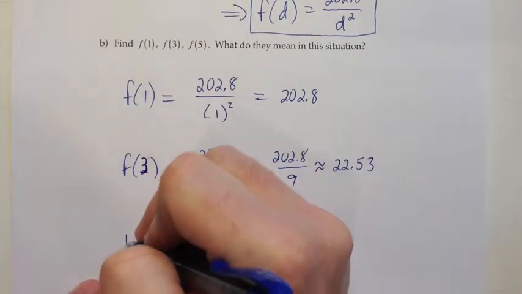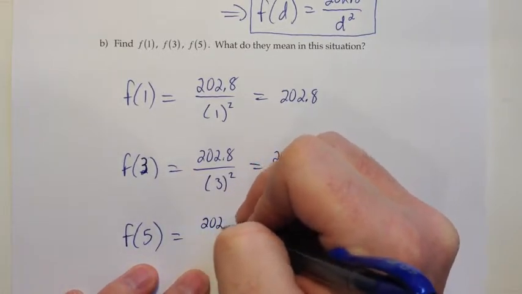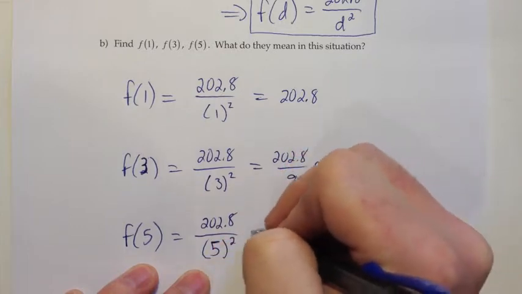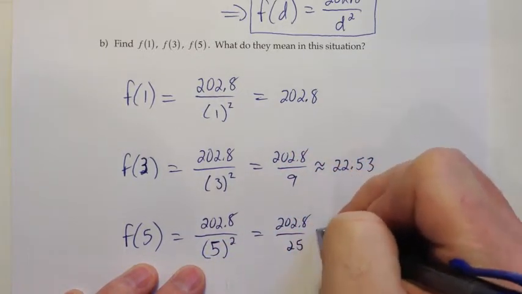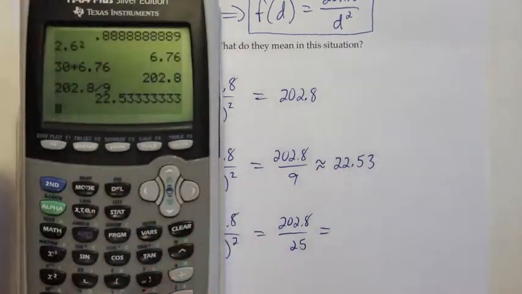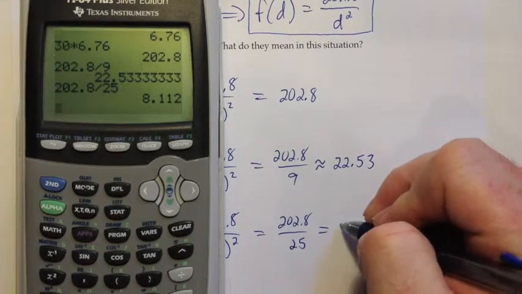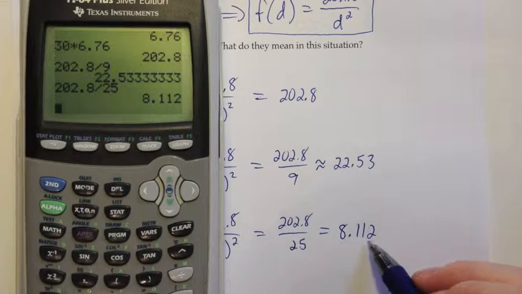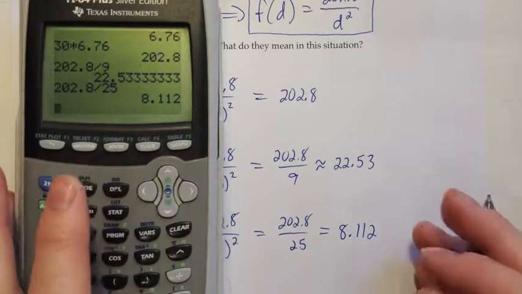And then finally they want f of 5, so that would be 202.8 divided by 5 squared. So that 5 squared is 25. I'll do the division on that one. So 202.8 divided by 25 is 8.112. I know I only put 2 decimals on this one, but this is exact with 3, and rounding brings in error, so I'd rather give an exact answer if it's short than one that has rounding error in it.